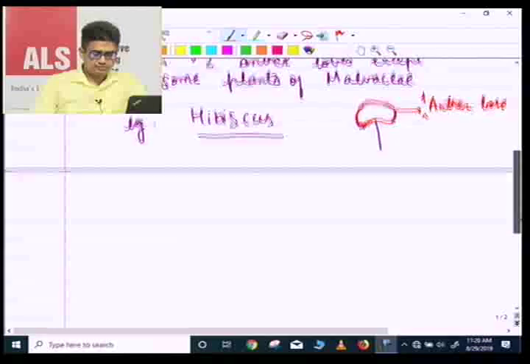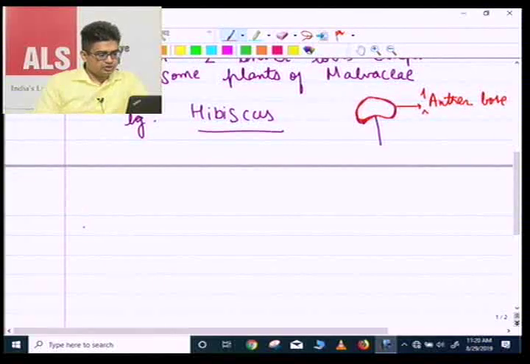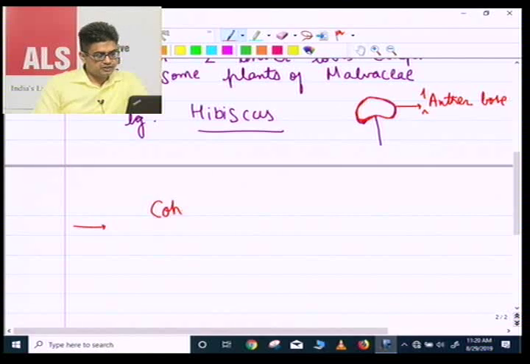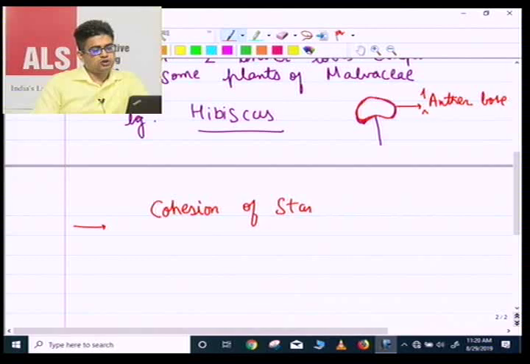Now about androecium. Androecium is composed of stamens. But now we have to discuss another topic called cohesion of stamens. Please put the subheading, cohesion of stamens. What does cohesion mean? Cohesion means force.